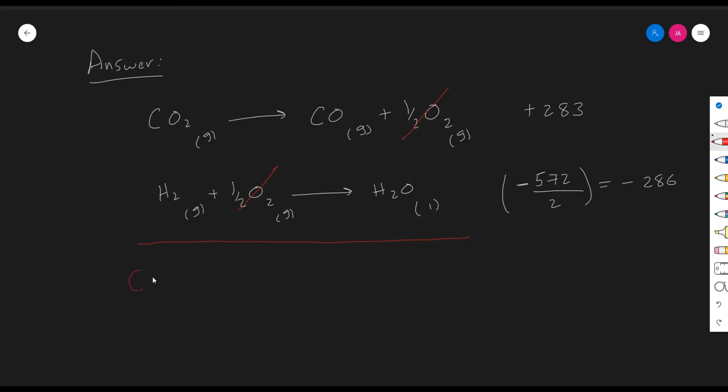Thus, this equation would translate to CO2 gas plus H2 gas would produce H2O liquid plus CO gas as the question asks. Therefore, to calculate the enthalpy change of this reaction, I would simply add these values. So it's positive 283 plus negative 286, which translates to negative 286. This is method 3 of manipulating equations using Hess's law to calculate the enthalpy changes of reactions.